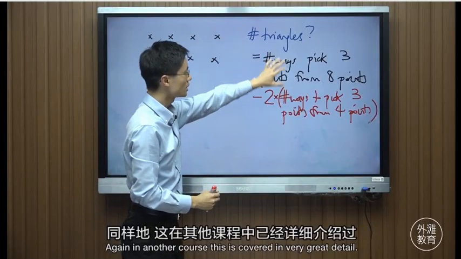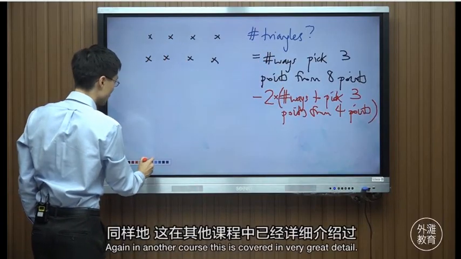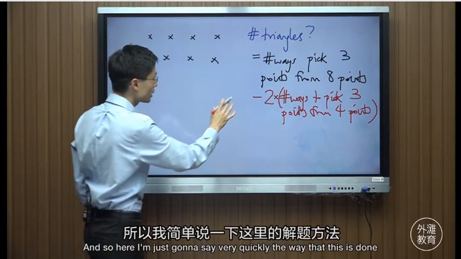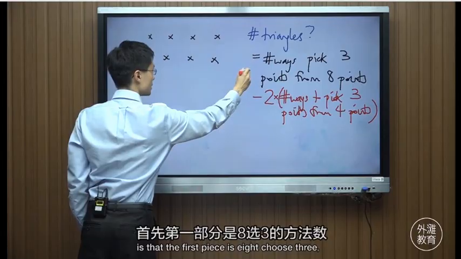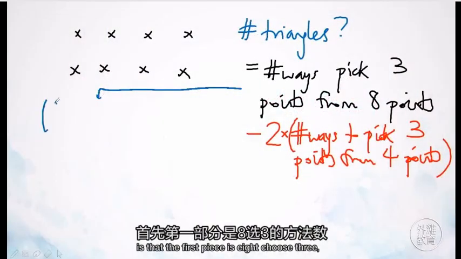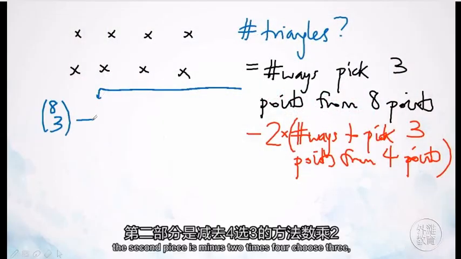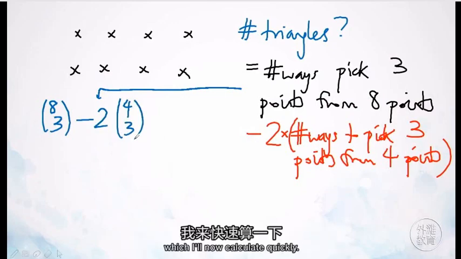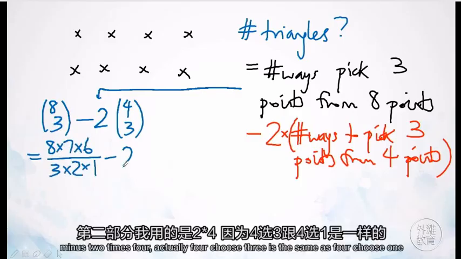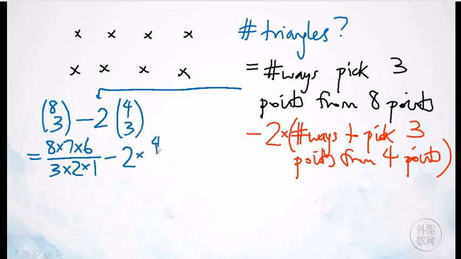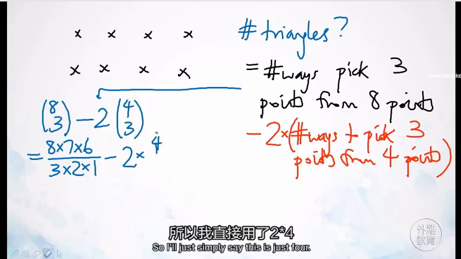Again, in another course, this is covered in very great detail. And so here I'm just going to say very quickly, the way that this is done is that the first piece is 8 choose 3. The second piece is minus 2 times 4 choose 3, which I'll now calculate quickly. This is 8 times 7 times 6 over 3 times 2 times 1 minus 2 times 4. Actually, 4 choose 3 is the same as 4 choose 1.